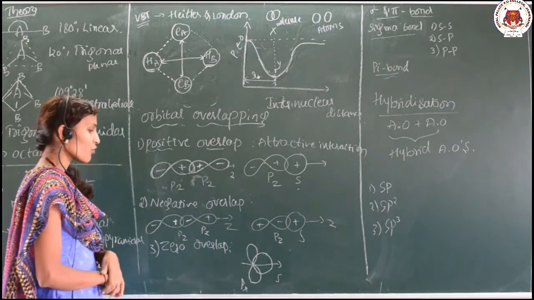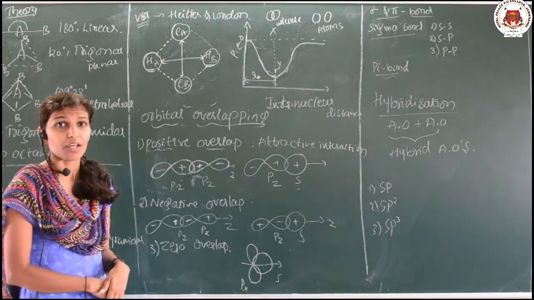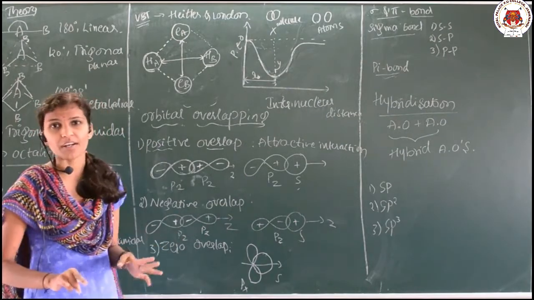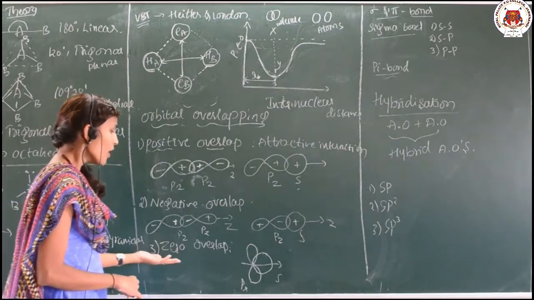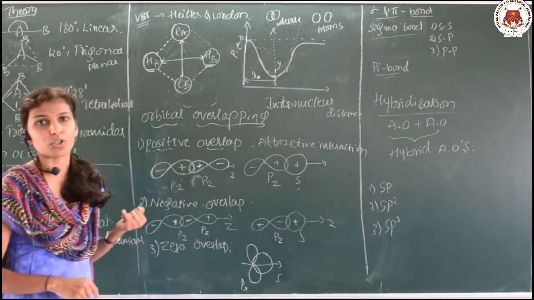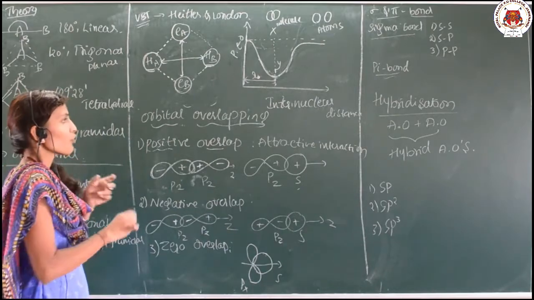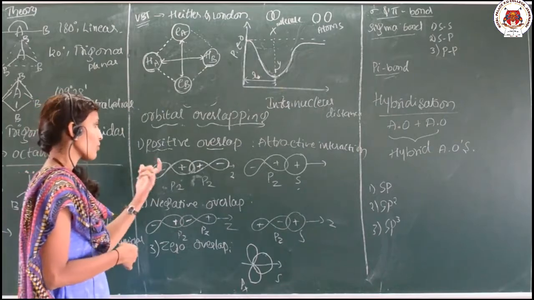See here, in case of zero overlapping, what happens? There is no symmetry, and there is no interaction. Zero overlapping cannot be observed, there is no symmetry, and no interaction is going to occur. Okay. So, orbital overlapping means the merging of the orbitals.